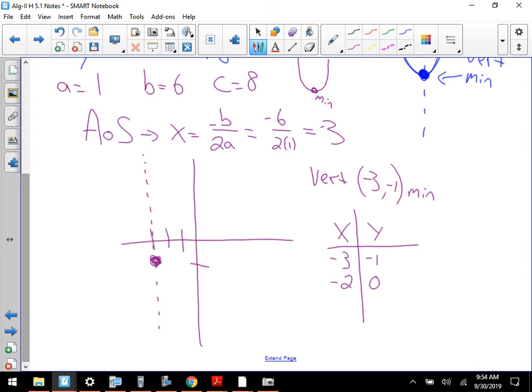Now here's where it gets interesting. How far away is negative 2 from negative 3? 1 away. What's 1 away going the other direction? Negative 4. So at negative 4, it also has to be 0. And then you can just go with the same scale in that.